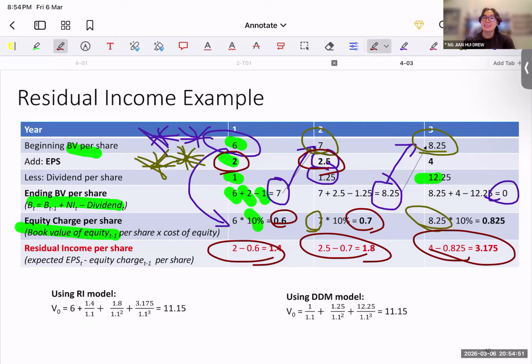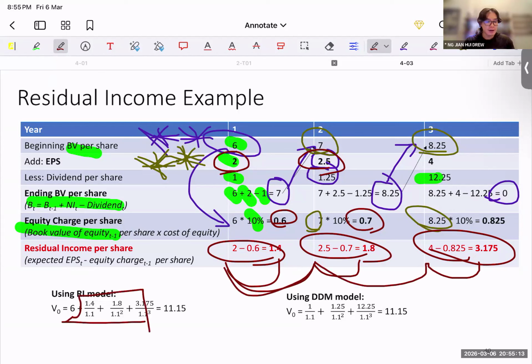All right. And then part 2 is about the residual income model. What's the value of the equity using residual income? We simply discount the residual income 1.4 by 1 year, 1.8 by 2 years, 3.175 by 3 years. We discount it back. And then we add the book value of equity here, which is B naught at year 0.